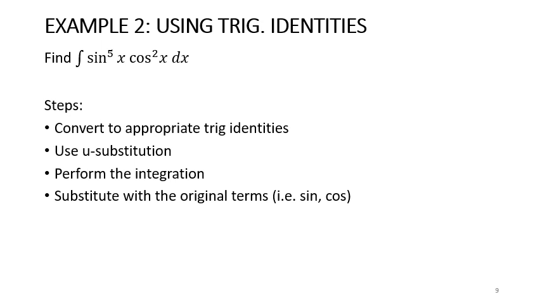Okay, so let's do the integration following the steps. Let's write down the question again. We want to integrate sine to the power of 5 x cos squared x with respect to x. So here, which trig identity may you want to use? I think the useful one here is sine squared x plus cos squared x equal to 1.